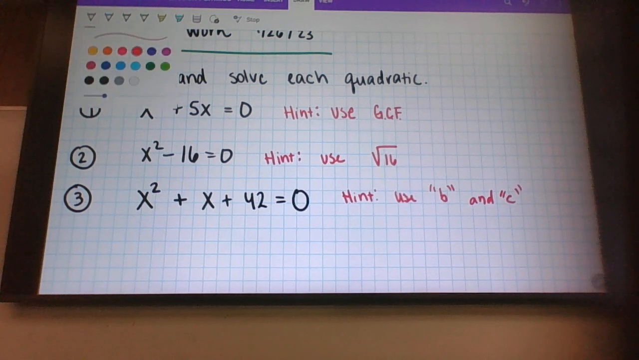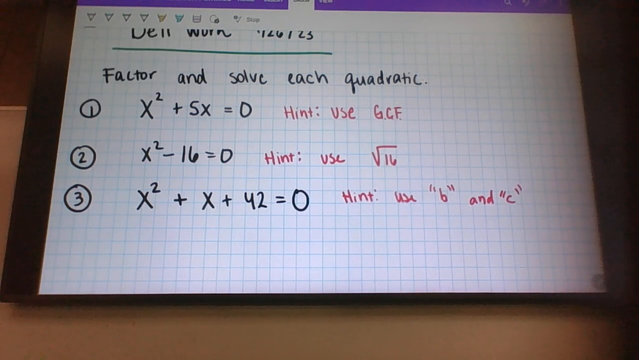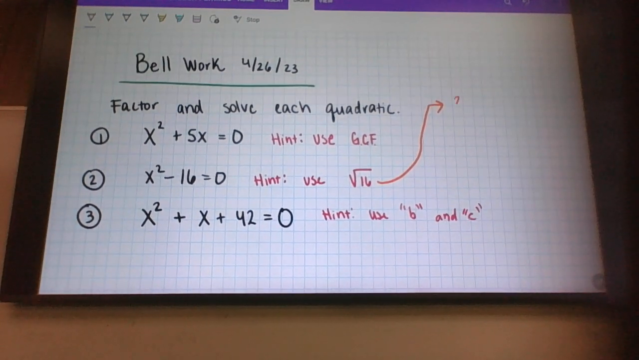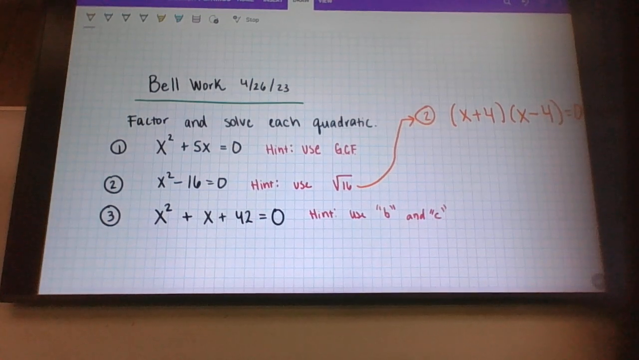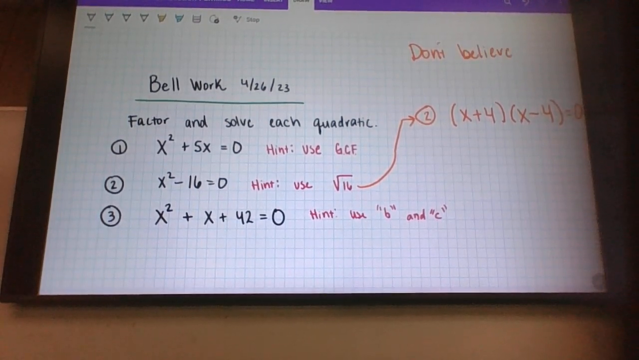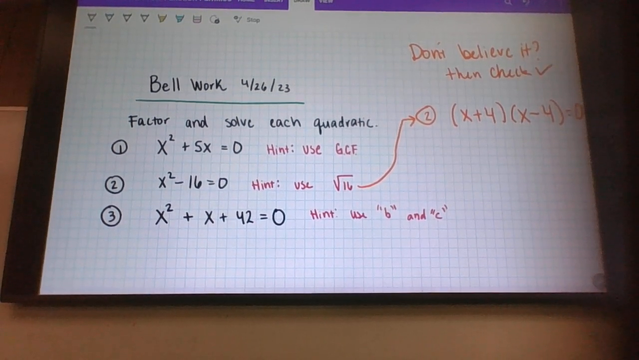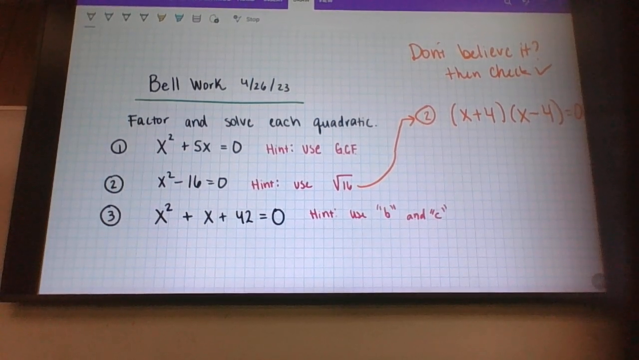All right, my hint here was to use the square root because 16 is a special number. It's 4 and 4, but it's going to look like this. And that is the factored form. And you always have the option, if you don't believe something is factored correctly, you can always check it.